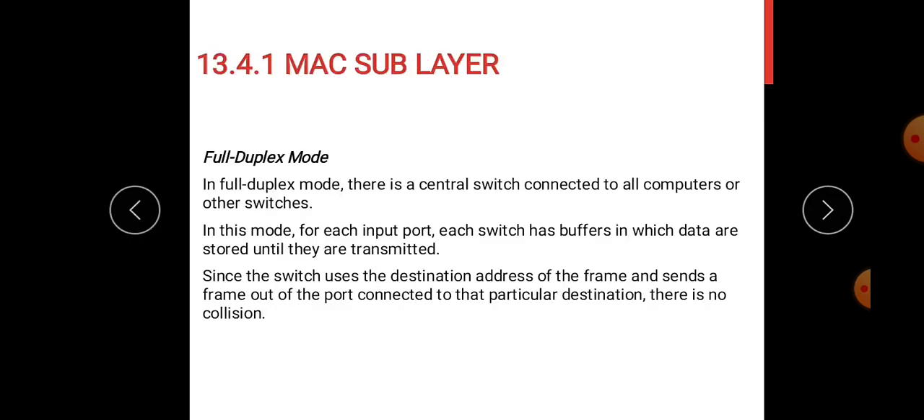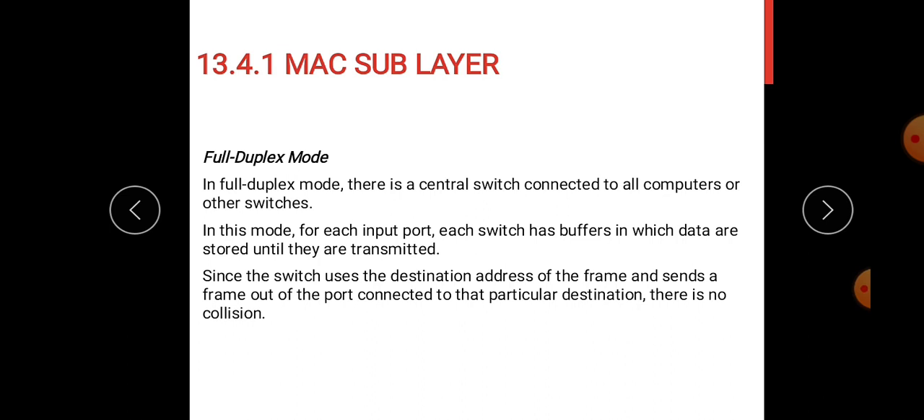So in the full duplex mode, there is a central switch connected to all computers or other switches. In this mode, for each input port, each switch has a buffer in which data are stored until they are transmitted. Since this switch uses the destination address of the frame and sends frames out of the port connected to the particular destination, there is no collision. This means that CSMA/CD is not used.